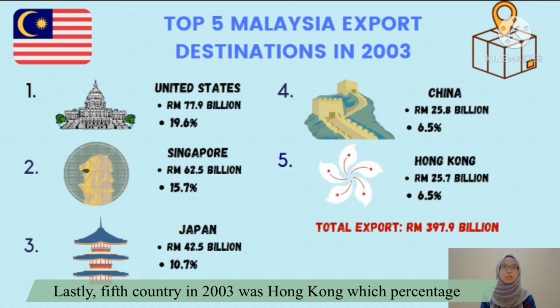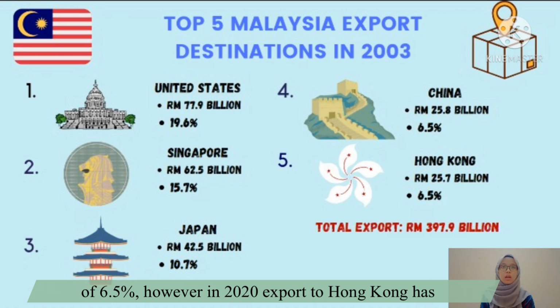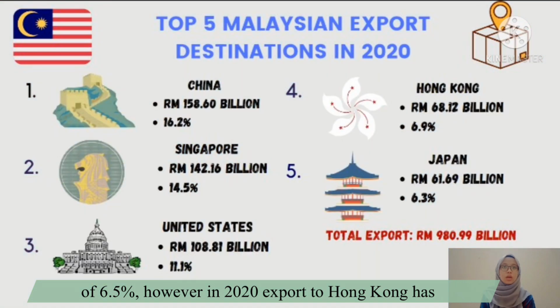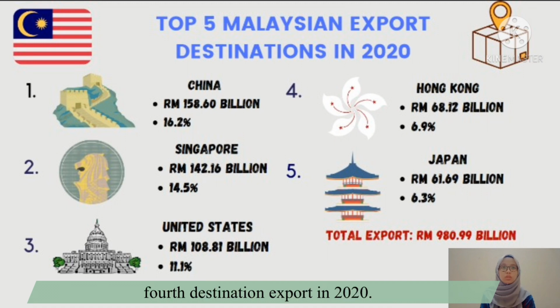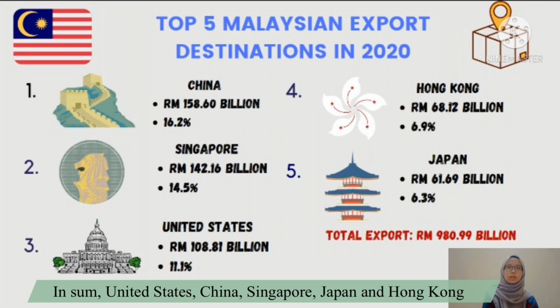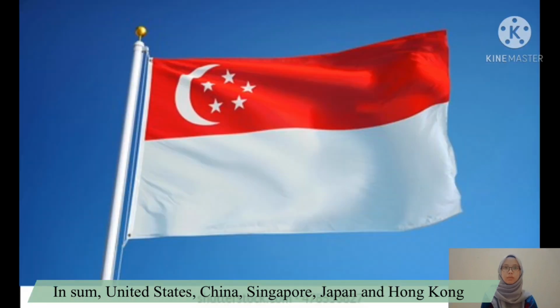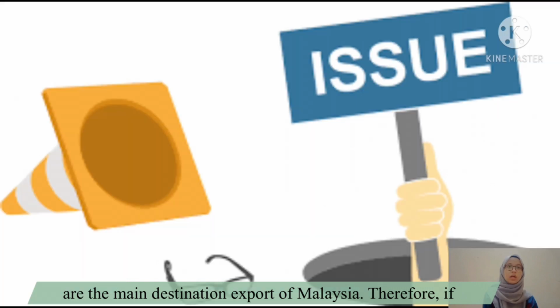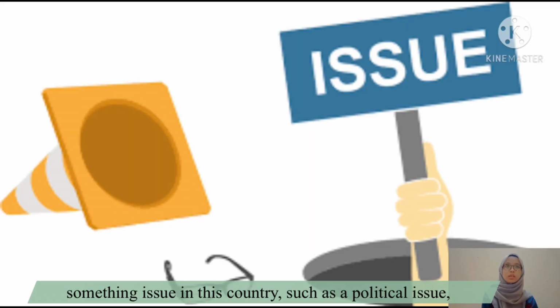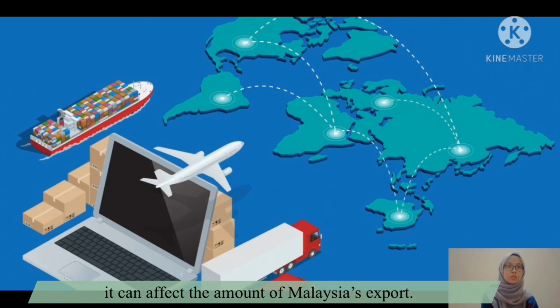Lastly, the fifth country in 2003 was Hong Kong, with a percentage of 6.5%. However, in 2020, export to Hong Kong increased to 6.9%, which made Hong Kong the fourth export destination in 2020. In sum, the United States, China, Singapore, Japan, and Hong Kong are the main export destinations of Malaysia. Therefore, if there is an issue in these countries, such as a political issue, it can affect the amount of Malaysia's export.